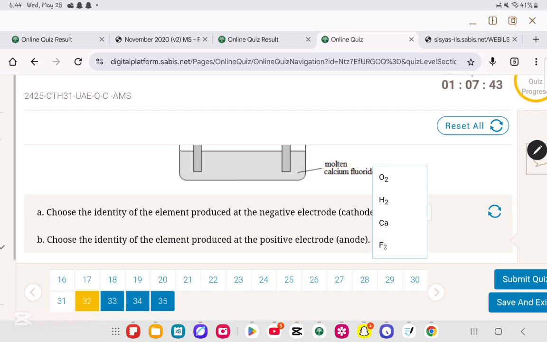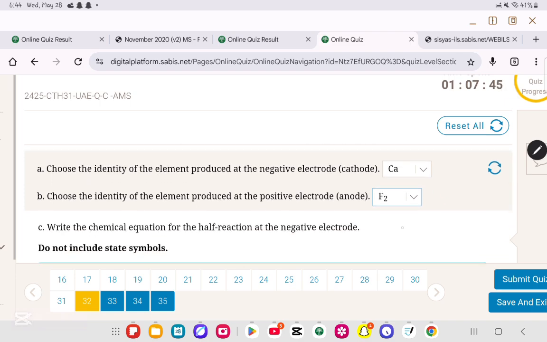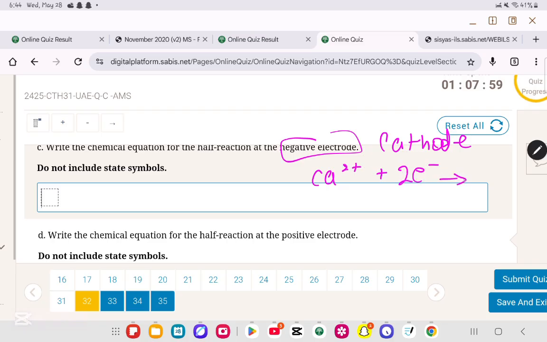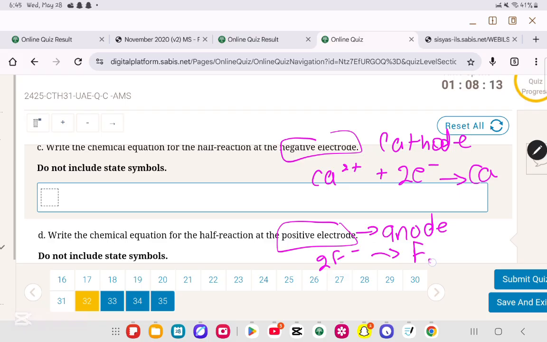What will form at the anode is the anion, which is what? F2. Now, to write the equations, it's going to be what? First of all, in the negative electrode, being the cathode, you will take the cation, which is Ca2+. It will undergo a reduction, meaning a gain of electrons, and it will form Ca. The positive electrode, meaning the anode, it's gonna be 2F-. It will undergo oxidation, meaning it will lose electrons, and it will form F2, and it will lose 2 electrons.